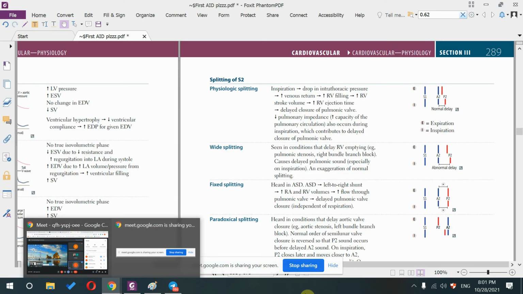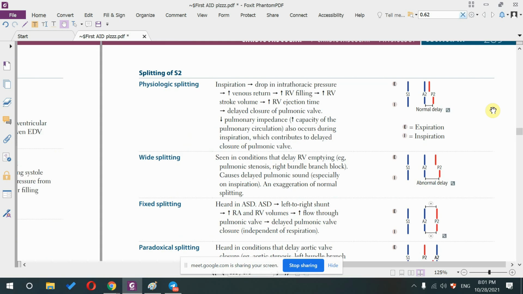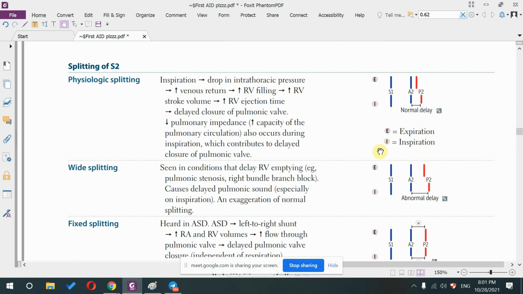Okay, so we have the following. We have the physiological splitting. We have explained how it occurs. It was not a direct mechanism. It was like, you saw what happened.